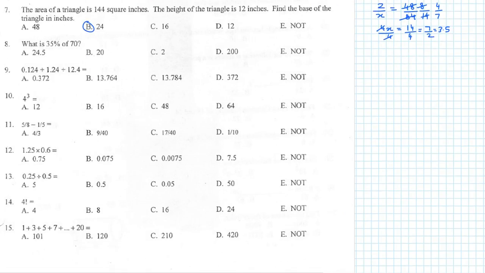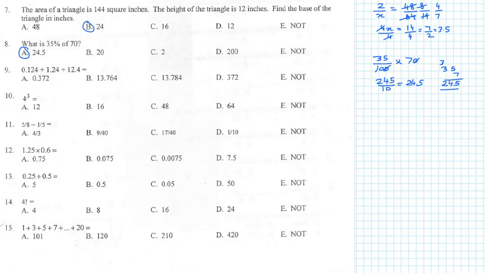Question number 8. 35% of 70 is equal to how much? So 35% is 35 divided by 100. Of means multiplication of 70. So this is the question. We can divide the numerator and denominator by 10. So we get 35 times 7 divided by 10. So 35 times 7 is 245. So we have 245 divided by 10, which is equal to 24.5. So the answer is A.